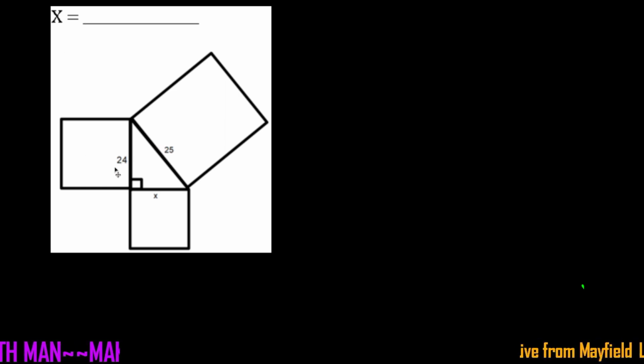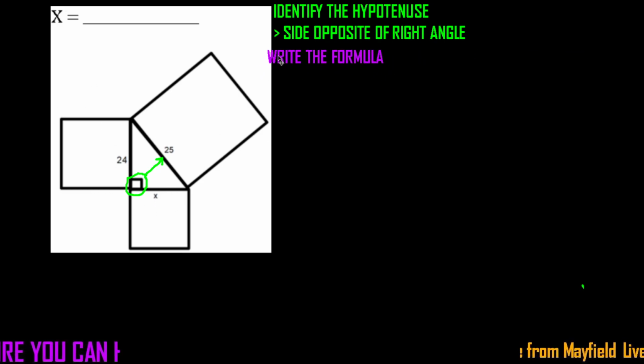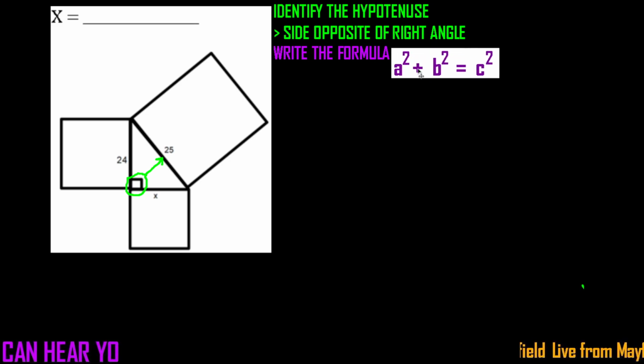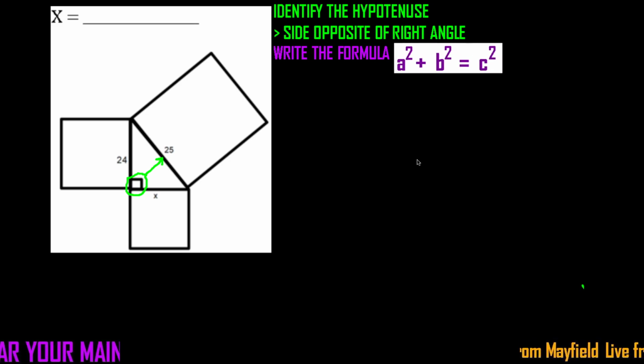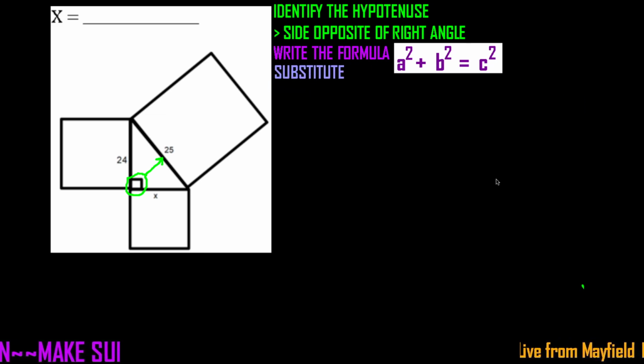So if we have 24, 25, and x, we want to make sure we identify the hypotenuse first, which is the side opposite of the right angle. So 25 is going to be our hypotenuse, which means we're looking for a leg. So again, we can write our formula out as a squared plus b squared equals c squared. Make sure you can get that down for yourself. We want to substitute those values in for our variables.